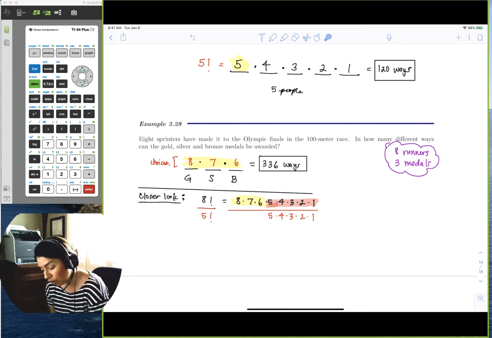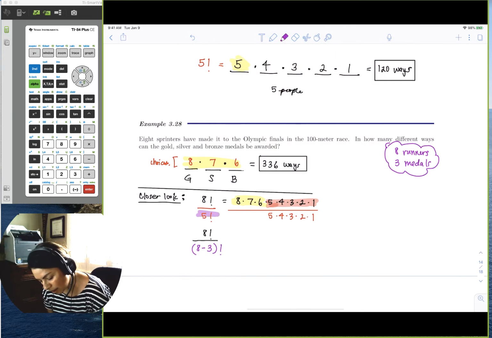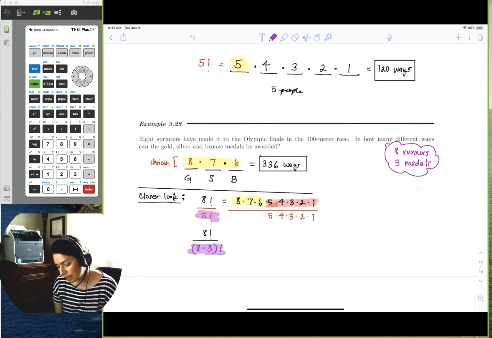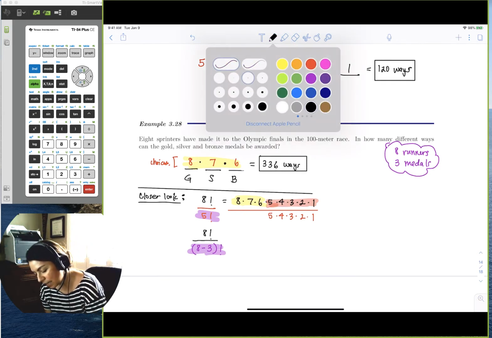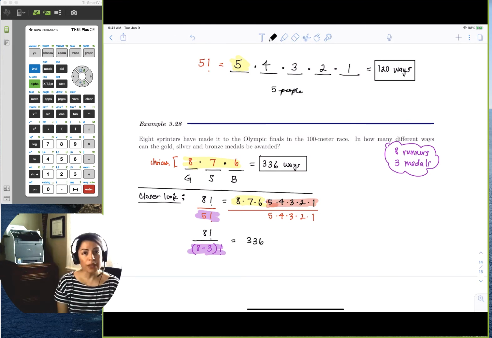So furthermore, I would write this as 8 factorial over 8 minus 3 factorial, where now this 5 is rewritten as 8 minus 3. And again, if I did that in the calculator, that would still be 336. Either way, this is what we call the permutation formula. We have just proven and developed a permutation formula.